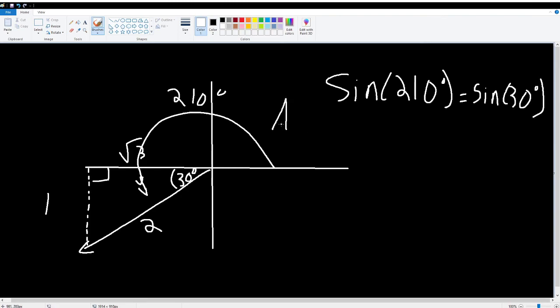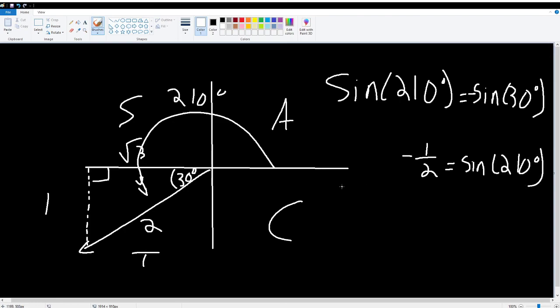But here's the thing, it's ASTC. So sine is only positive in the first and second quadrant. So that means for this one, this is basically equal to negative sine of 30 degrees. Sine of 30 degrees is opposite over hypotenuse, so this is basically negative 1 over 2. Obviously, there's a lot of ways to approach these problems, and these are just some of the few tools that you can use to help you out.